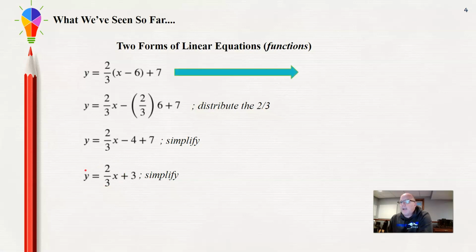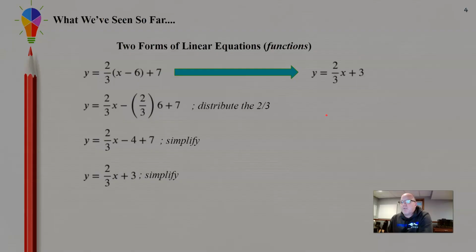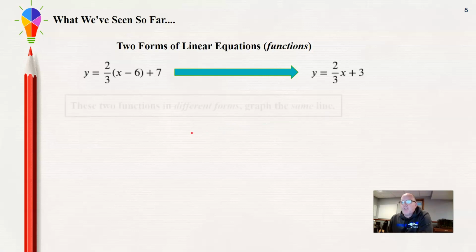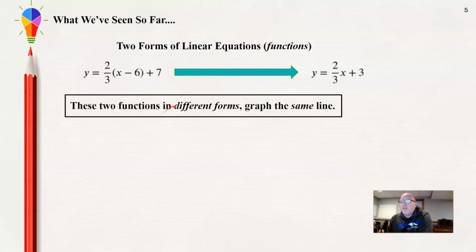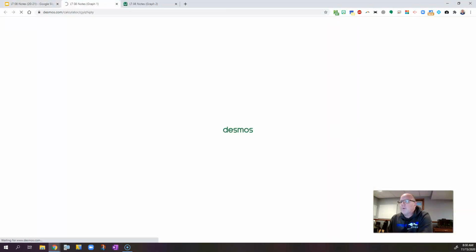But the connection that I want to make is that this form of the equation and this form of the equation over here are exactly the same. They look different, but they have the same exact relationship between x and y. Let me put this another way. These two functions are in different forms, but they graph the same exact line. So let's go ahead and verify that this is true.